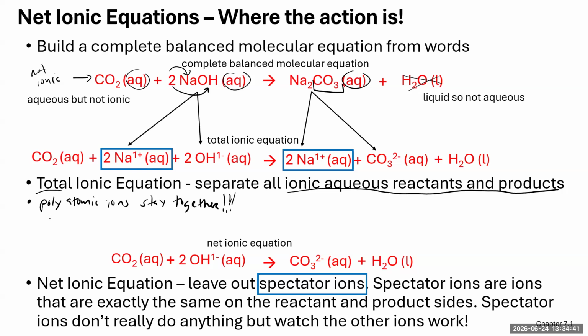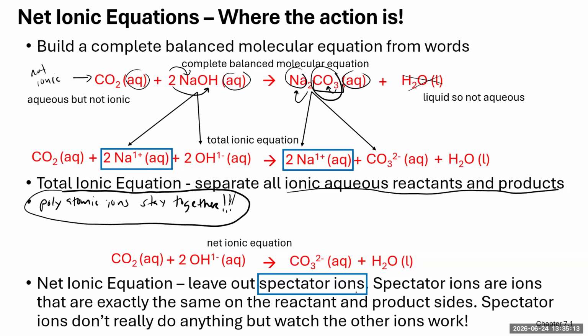Right? It's very important. Polyatomic ions stay together. All right. So once they stay together, once you separate all these things, right? And the reason why there's not two CO3 is because this 2 for sodium is specifically for that 2. This 3 is specifically for oxygen, but we know carbonate is CO3. Okay. All right. So what we're going to do now is leave out the spectator ions.